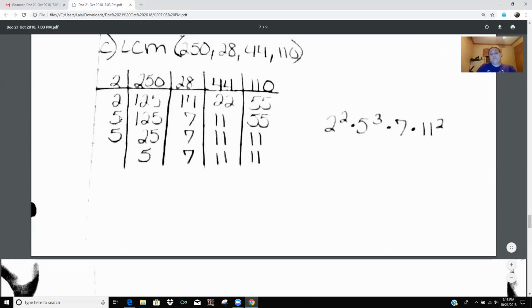Our next number will be 5. 5 goes into 125 25 times. 5 doesn't go into 7, so drop it down. Same with 11, drop it down. 5 goes into 55 11 times. Our next number will be 5 again. 5 goes into 25 5 times. It doesn't go into 7 or 11, so we'll just drop those down.